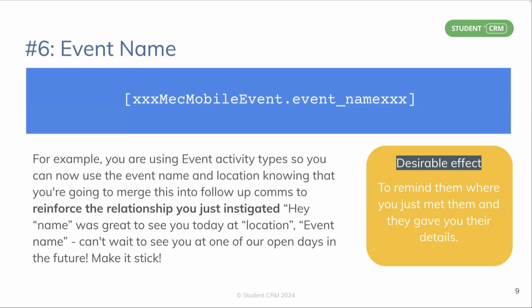So let's say, for example, event activity types that you're using, you can use the event name and the location. We won't show the event here, but you can also have the location in there. And again, that reinforces the relationship you've just instigated. So, hey, Dom, it was great to see you at that Birmingham event. So we can also put in my name, put in the location and the event name. In this particular case, I've just showed the event name, but it could be event location as well. So again, this personalizes it and reminds them, the desirable effect here is to remind them where you've just met them and where they gave you their details. So again, it makes them feel confident and it reminds them of, hopefully, a very good experience with you recently.